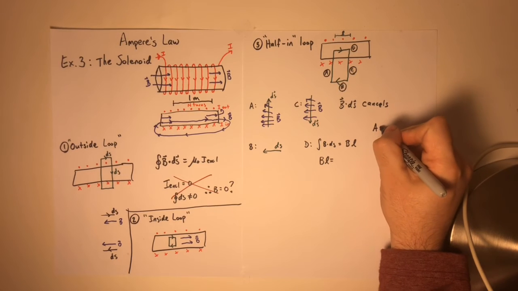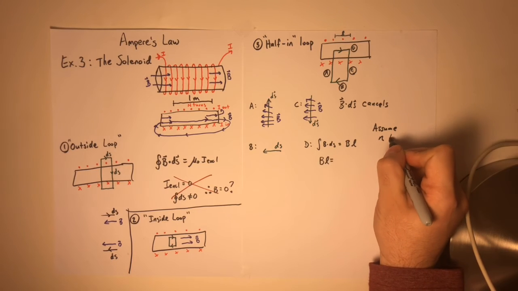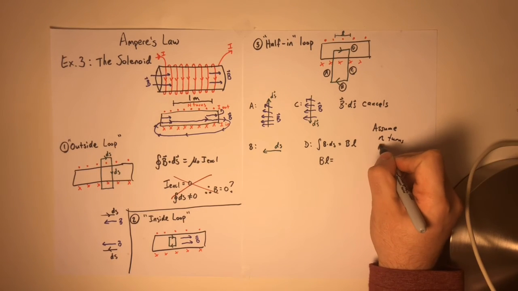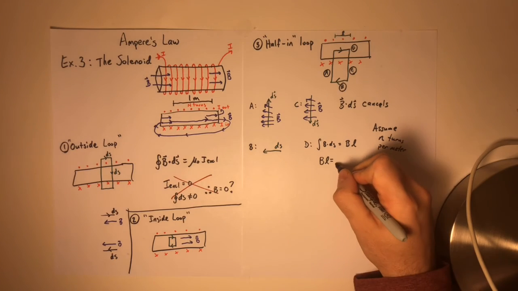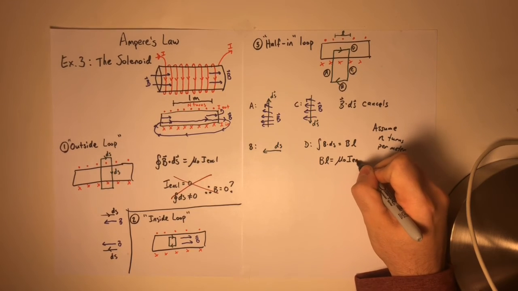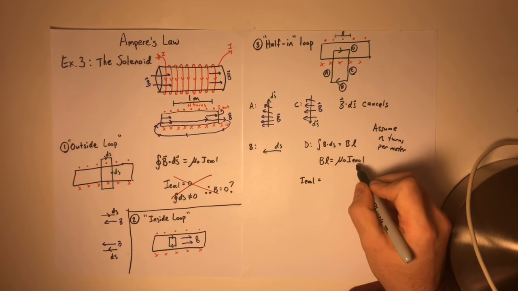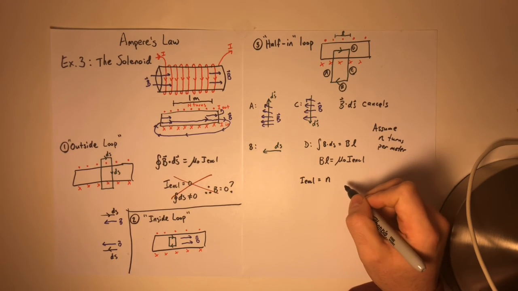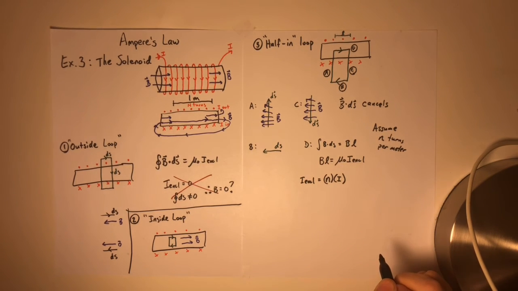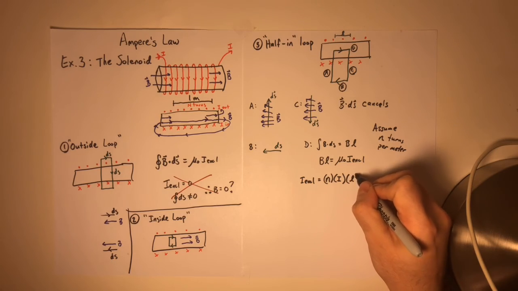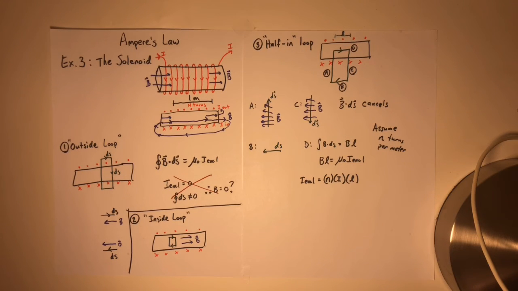So we simply assume n turns per meter. Therefore, I enclosed is simply n, which has units of turns per meter, times I, the current in each one of the turns, multiplied by L, the number of meters that you decided to make the width of your rectangular Amperian loop.